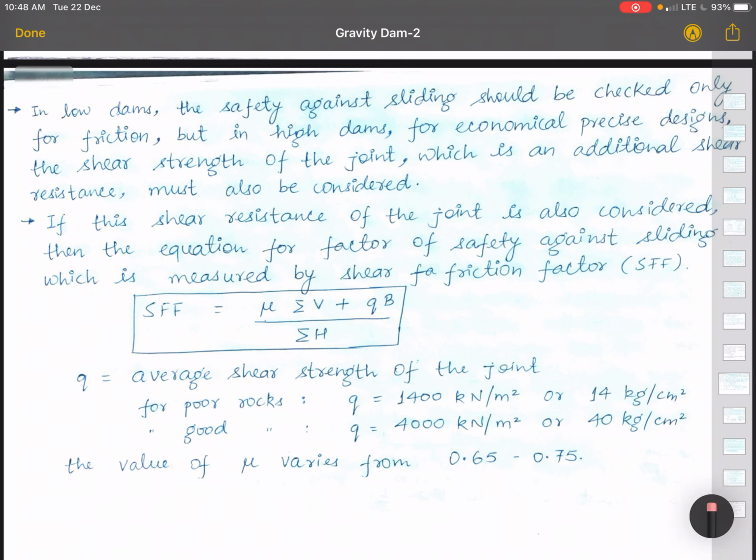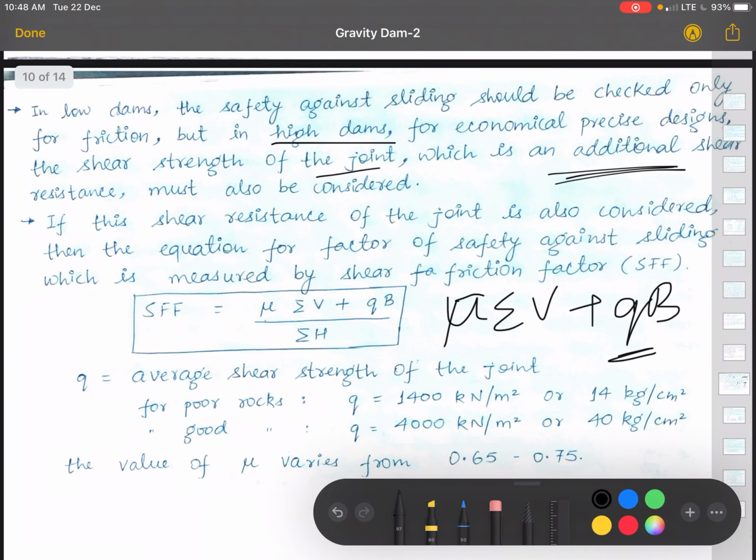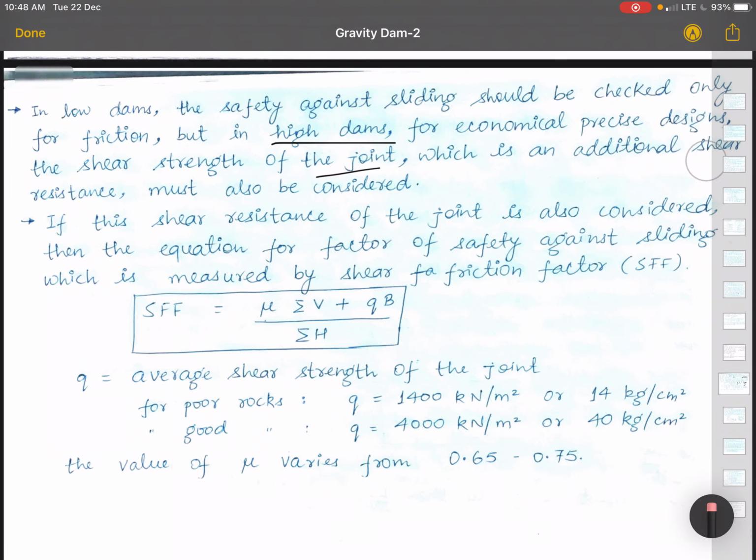In low gravity dams, the safety against sliding should be checked only for friction. But what if the dam is high? For high dams, for economical and precise design, the shear strength of joints, which is an additional shear coming from the joints, also has to be considered. So in this mu times summation V, there is one more factor, q times B. What is q? Q is the average shear strength of the joint. Clear? So now this becomes SFF, the shear friction factor. We have to calculate the shear friction factor, and it should be greater than 1, obviously.